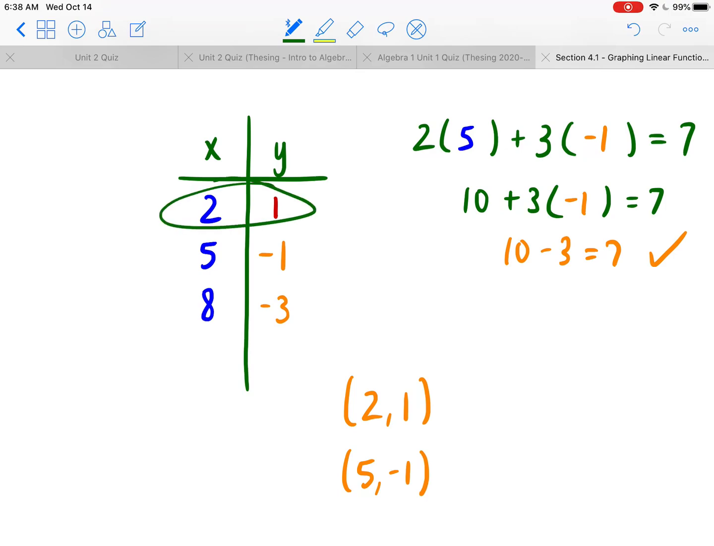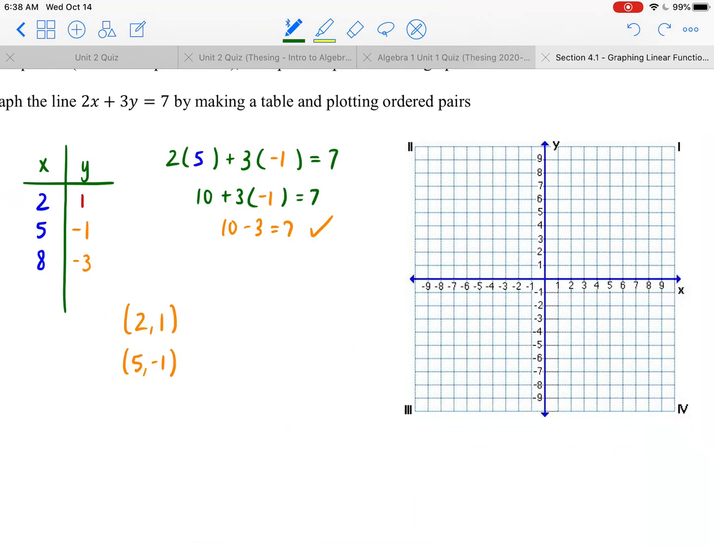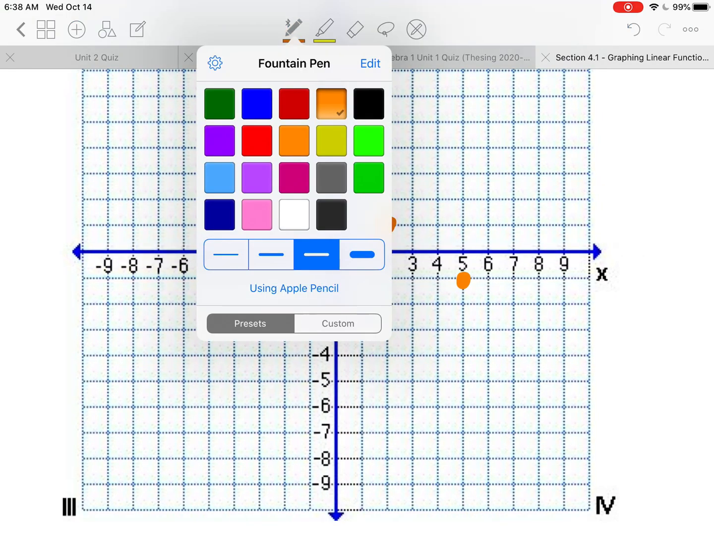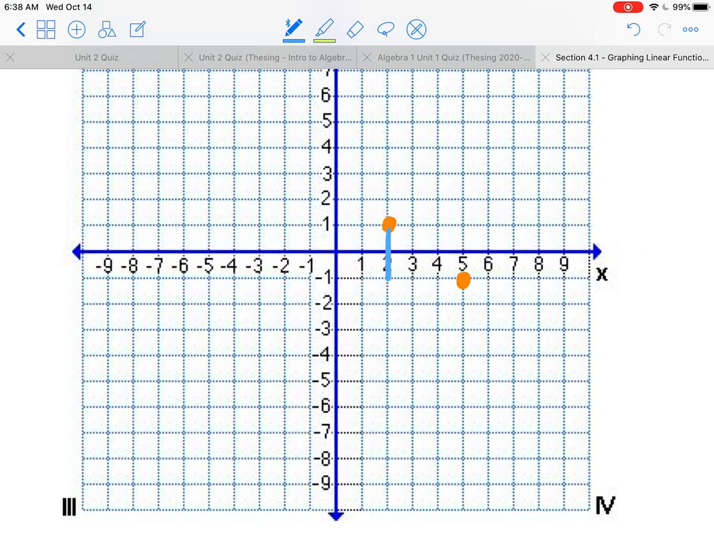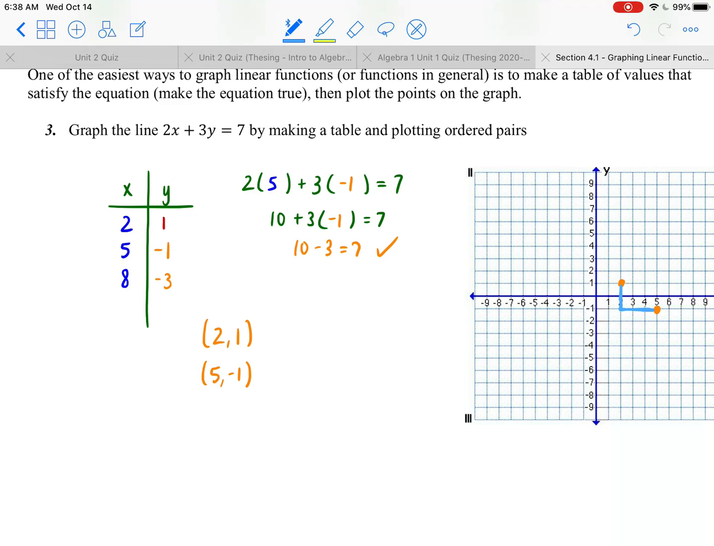So we're going to graph 2, comma 1 and 5, comma negative 1. Okay, so 2, comma 1. So we'll put these in orange here. So 2, comma 1 and 5, comma negative 1. And so it looks to me like if you come look at this, like if you go down 2, you're going to go right 3. So down 2, right 3 on this line, which actually, if you look at the other point we found, 8, negative 3, let's go plot that.